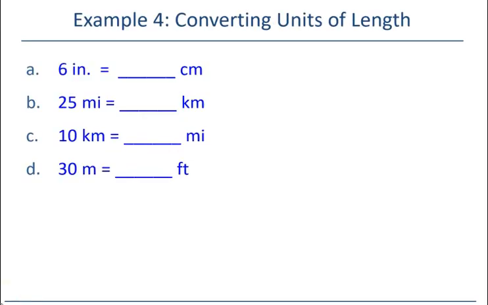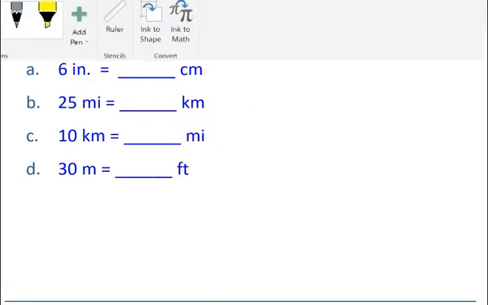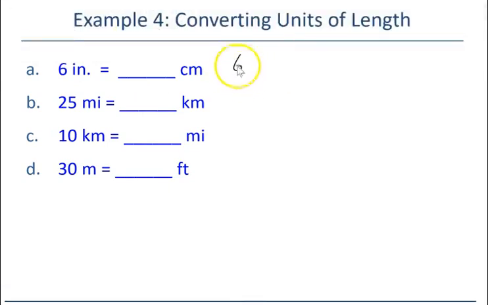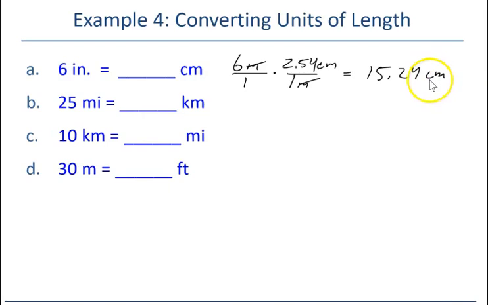So let's look at some examples here. I've got 6 inches equals how many centimeters? Let's get a pen out. I've got 6 inches, and I'm going to put that over 1 times, well, I'm going to get rid of the inches, remember, so I want to put 1 inch. How many centimeters is that? If I go back up, it's going to be 2.54 centimeters. Notice once again that the inches will go away, and when we do the math, we're going to get 15.24 centimeters.